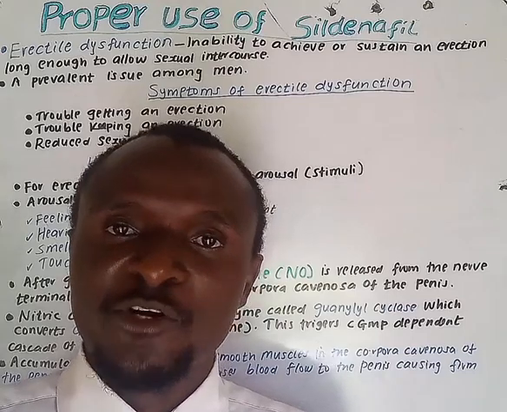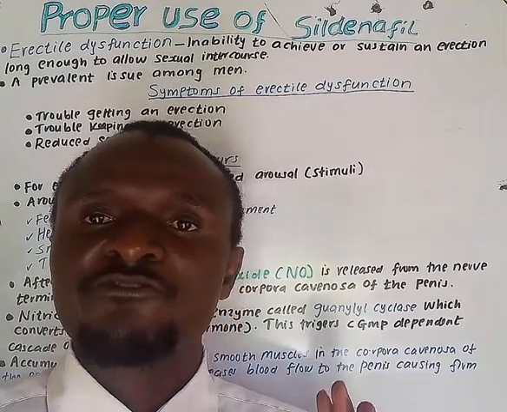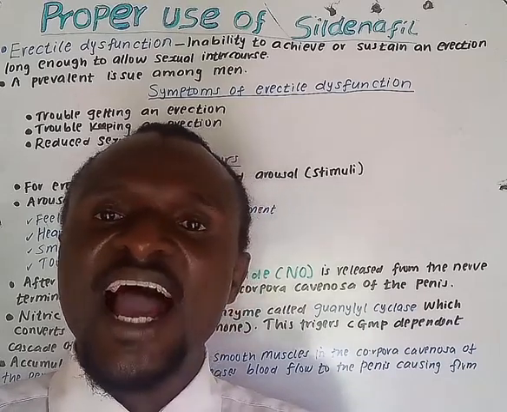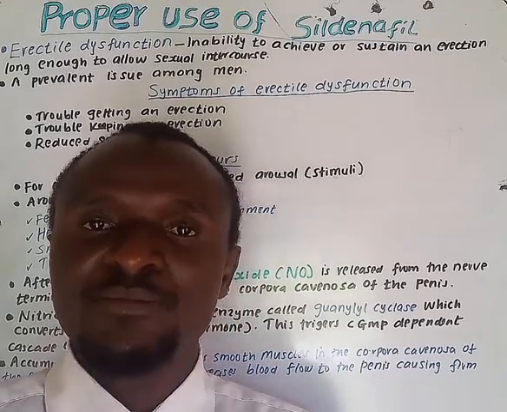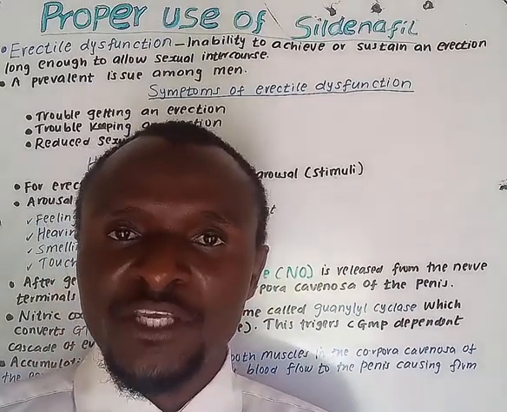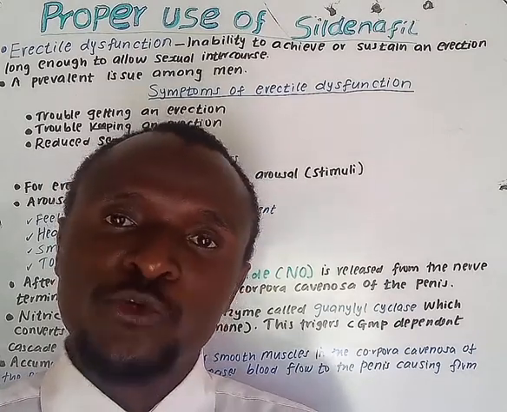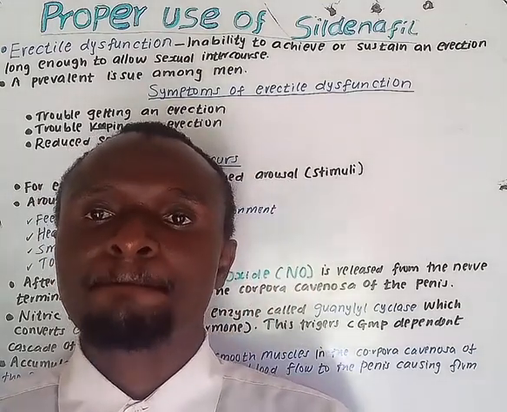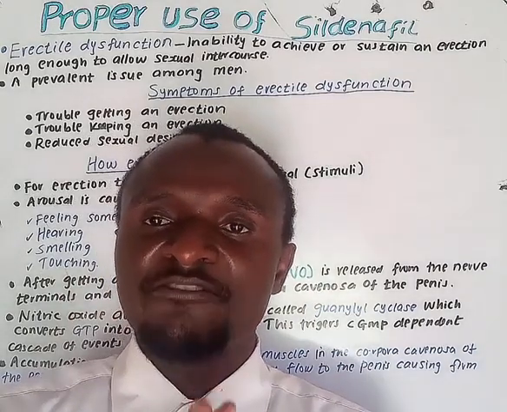Cyclic guanosine monophosphate is a very important messenger. The conversion of GTP into cGMP activates or triggers what we call the cGMP-dependent cascade of events. Stimulation of cGMP causes smooth muscles in the corpora cavernosa of the penis to relax. The relaxation of these smooth muscles causes blood to flow into the penis, causing a firm erection.